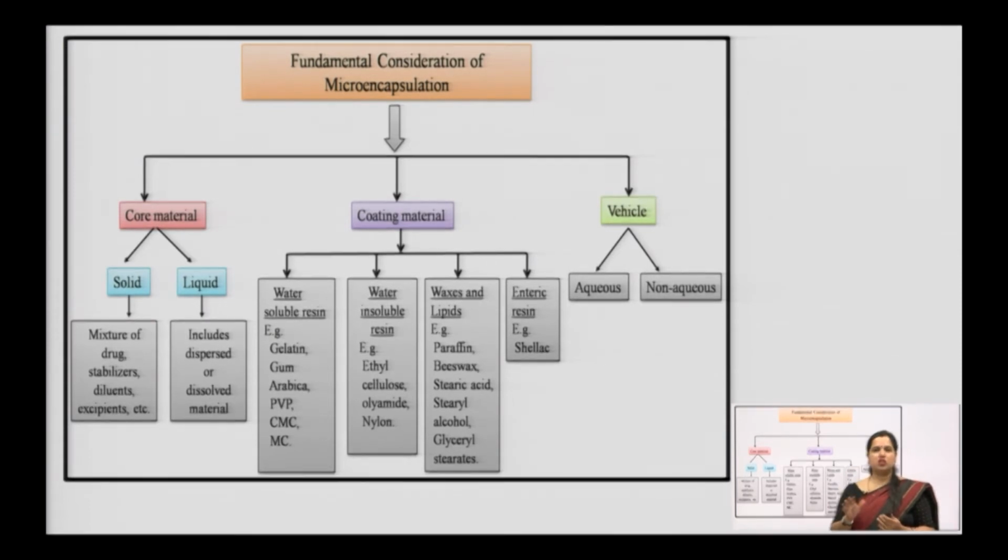It will not be changed or it will not release the drug in the gastric pH. So, here these are the various polymers which we can use for microencapsulation. Apart from that, there are a variety of polymers which we can use for microencapsulation. Now, the vehicle may be of two types, aqueous and organic. So, depending on the nature of the drug and the polymer, we can choose the aqueous phase as well as the organic phase.